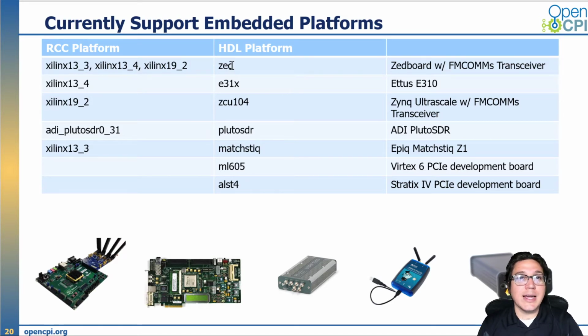So HDL platforms: the Zed, and the Zed with the FMCOMMS transceiver, the 9361, E310, the Zynq UltraScale, Pluto SDR, Matchstick, ML605, and ALST4. We're in active development for various other platforms, and I'll share those towards the end of this presentation. And then other platforms that are considered FPGA platforms are the simulators. And we support iSim, which is bundled with ISE, Vivado, which is bundled with XSim, which is bundled with Vivado, and ModelSim, which is a third-party HDL Verilog simulator.